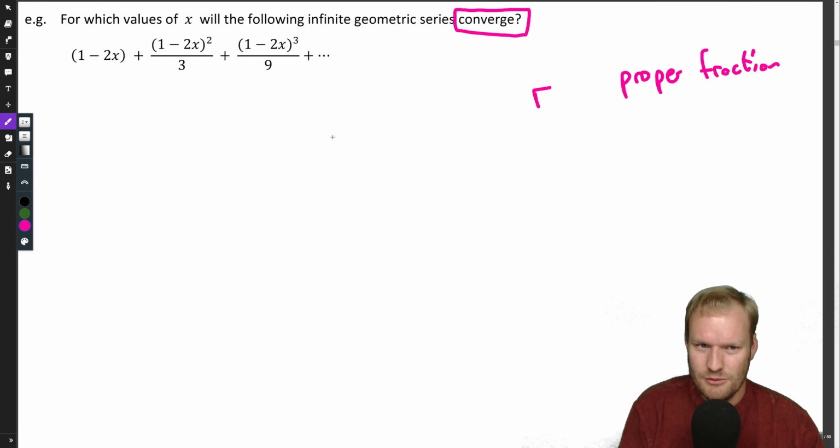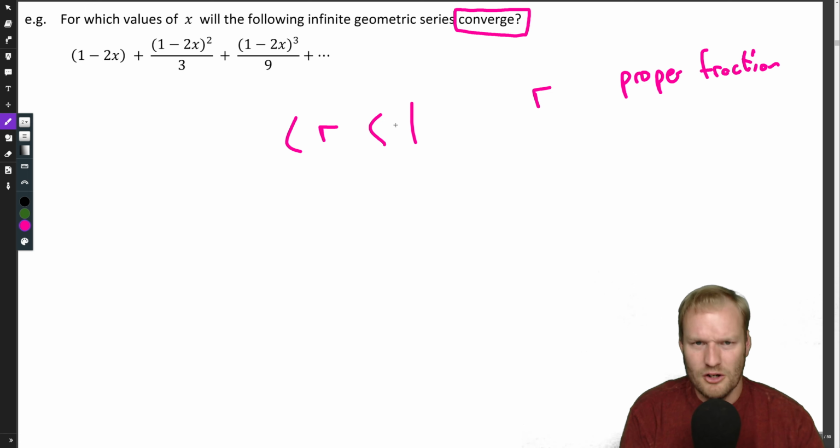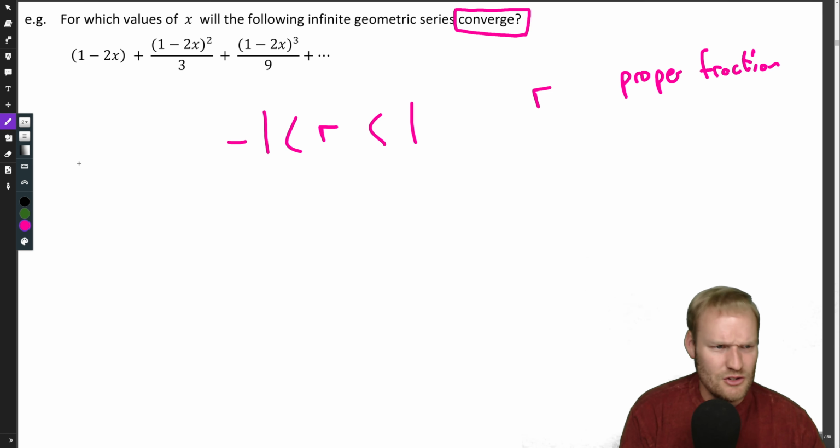So for r to be a fraction, r is going to have to be less than 1. As I said, 2/3, a half, a quarter. But it could also be a negative fraction. So as long as r is between -1 and 1, then we're good to go. Okay, so let's have a look here and see what r is.